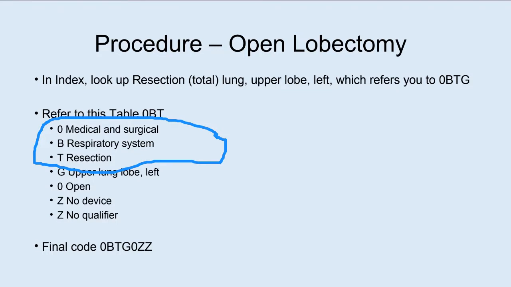So we end up in the index at 0BT. You have 0 medical and surgical, B respiratory, T resection, G upper lung lobe left, 0 open, Z no device, Z no qualifier. And this is what you have, 0BTG0ZZ.